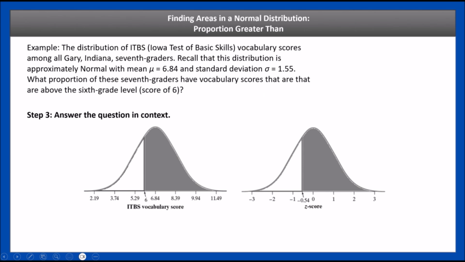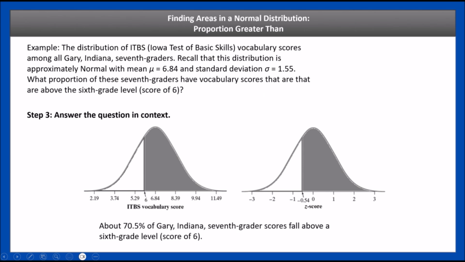All right, so now answer the question in context. This means using our answer, 70.5% of Gary, Indiana 7th grade scores fall above a 6th grade level. Those are our three cases: less than, between two scores, and then greater than.